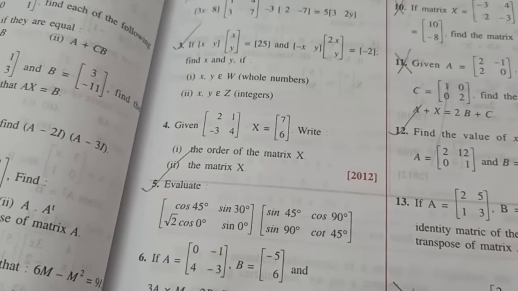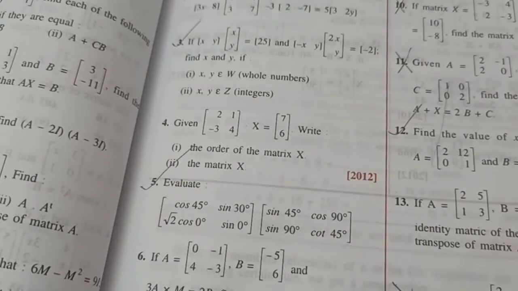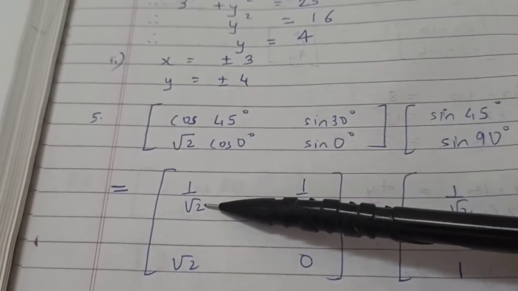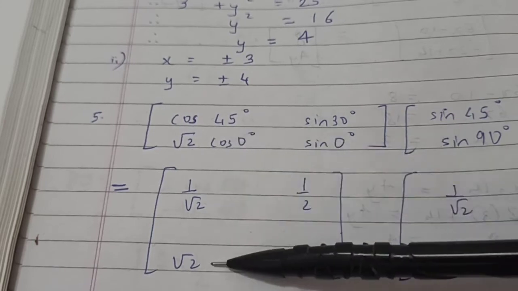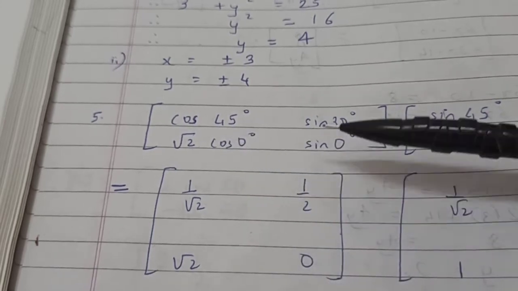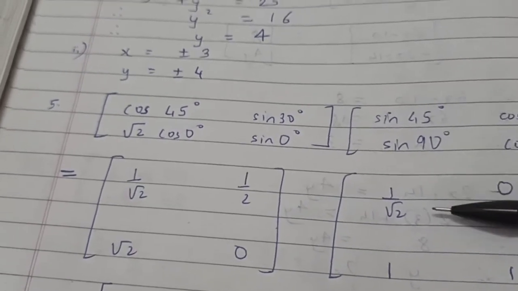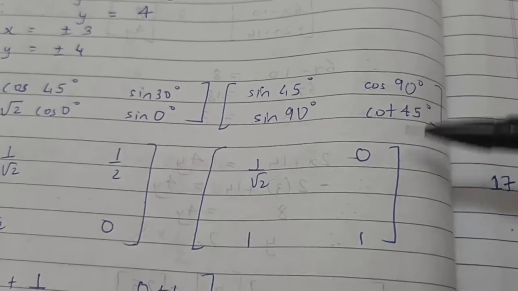Now the fifth sum. We have to know all the values, standard angle values of trigonometrical ratios from the table. So I hope you've learnt that table by heart. Cos 45 is 1 upon root 2. Cos 0 is 1, so root 2 into 1 is root 2. Sin 30 is half and sin 0 is 0. Sin 45 is 1 upon root 2, sin 90 is 1, cos 90 is 0 and cot 45 is 1.